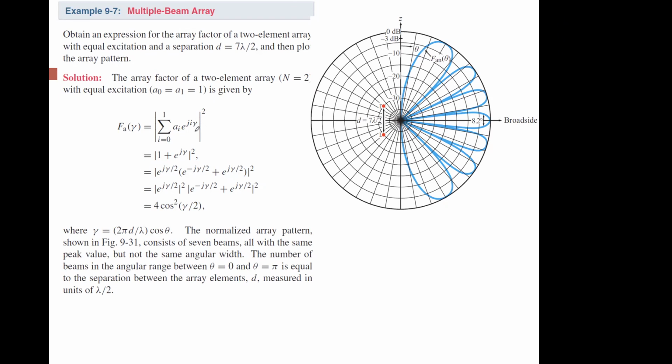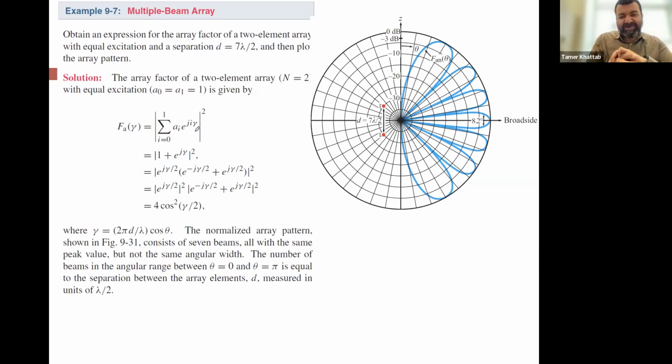Doctor? Yes. Shouldn't we have a main lobe at least one? Here I can't find or recognize the main lobe. You cannot, there is no main lobe. For this array factor, there is no main lobe for this particular one. They are all the same size.